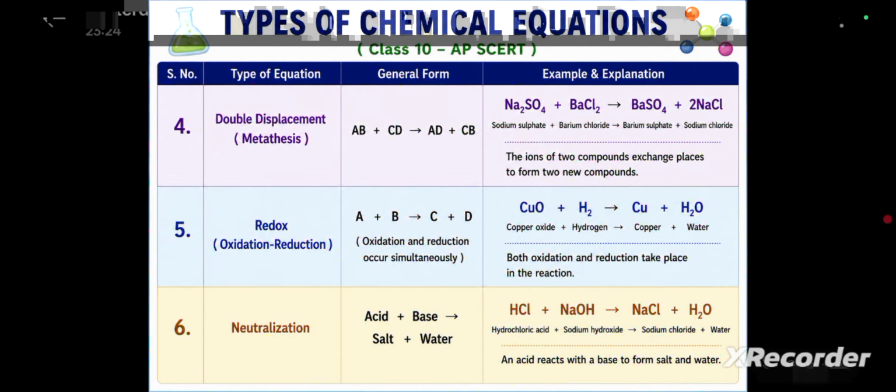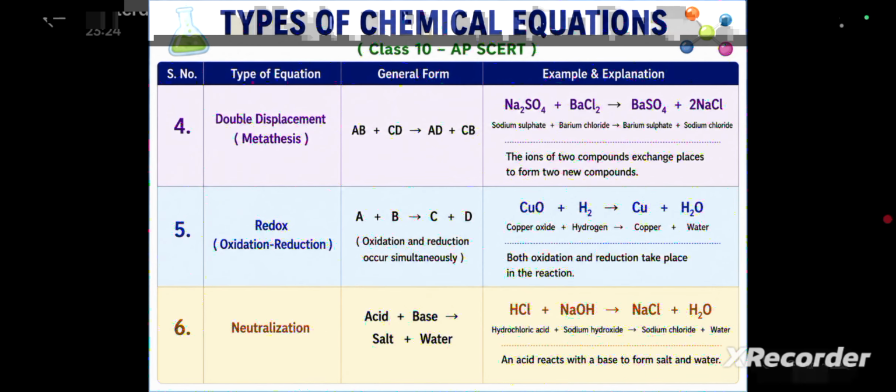Here is an example: Na2SO4 plus BaCl2 gives rise to BaSO4 plus 2NaCl. Here Na2SO4 means sodium sulfate, and barium chloride. These two substances combine and give barium sulfate and sodium chloride. Sodium replaces barium and barium also replaces sodium. So these two elements replace each other. This type of reaction is called a double displacement reaction.